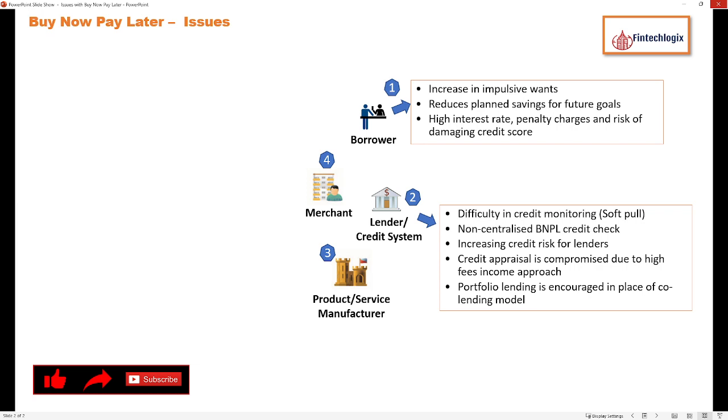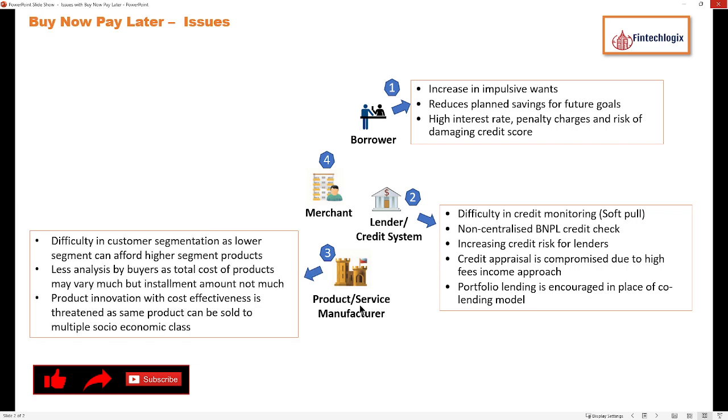So in turn, what is happening is that an entire big chunk is given to LSPs in the form of portfolio lending, and retail loans are left to the discretion of the LSPs, the loan service providers. So this is definitely not good, and portfolio lending can cause a lot of other credit issues as well. Now let's look at the issues being faced by product and service manufacturers.